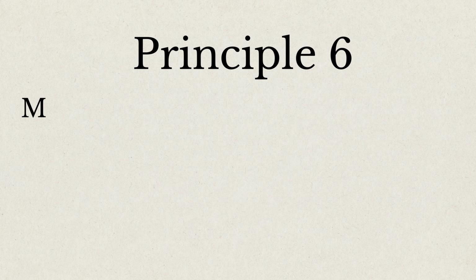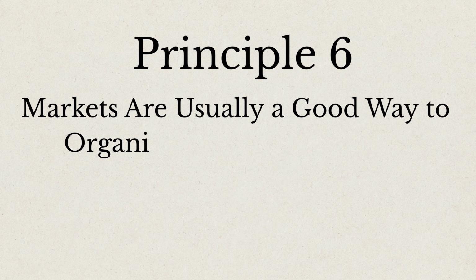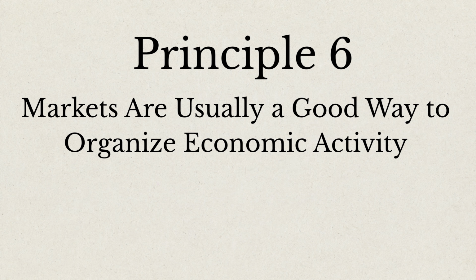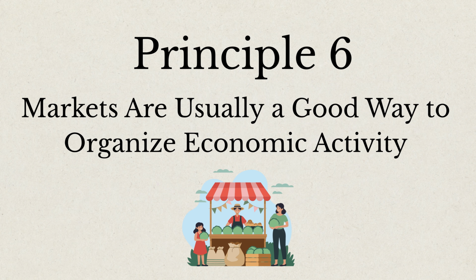Principle 6. Markets are usually a better way to organize economic activity. Markets bring together buyers and sellers. Prices act like signals. A high price means produce more but buy less. A low price means produce less but buy more. This is what economists call the invisible hand, where no central planner is needed.